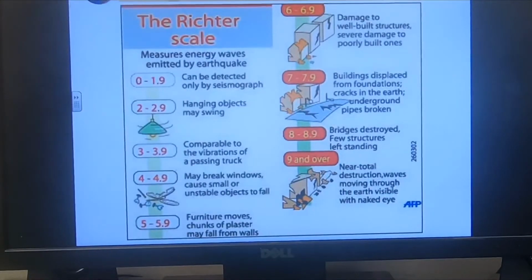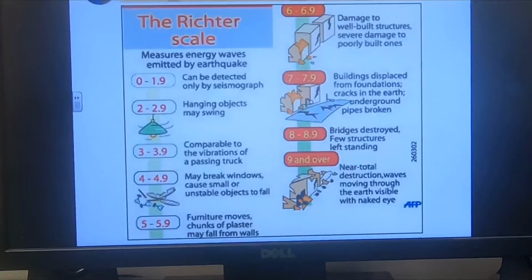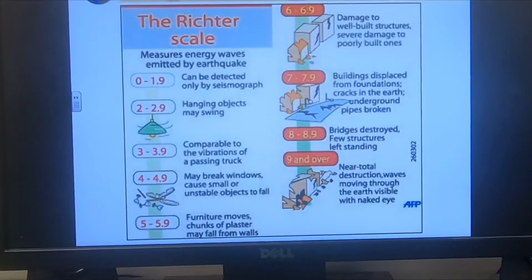Now, 4 to 5 is when we actually start to get some real damage. So at 4 to 4.9, windows might break, and unstable objects will fall. If you have a shelf that's not properly secured, it could come off. If you have stuff on your tables, it could shake off, and it will cause windows to crack.